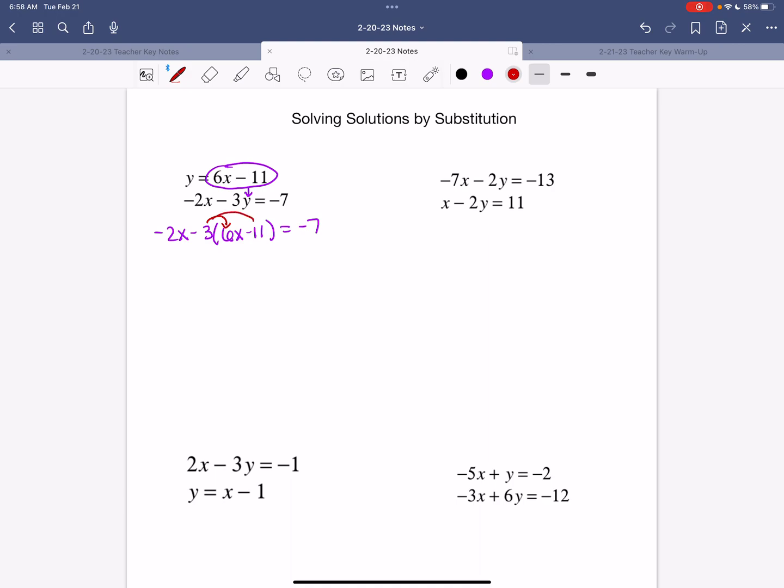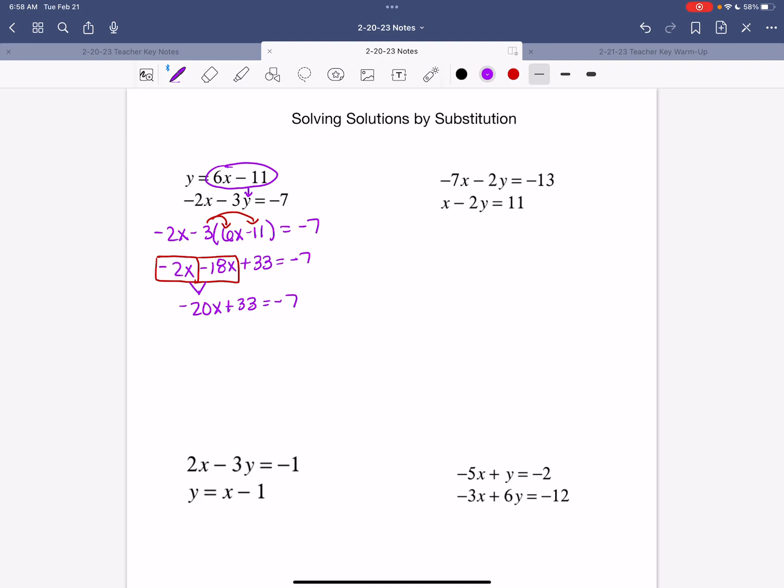So you're going to distribute. This is -2x. This becomes -18x. This becomes positive 33, equals -7. The second step after you distribute is to combine like terms if needed. So that's going to take you to -20x plus 33 is equal to -7.